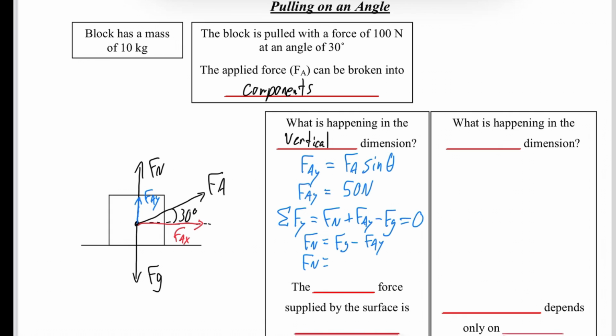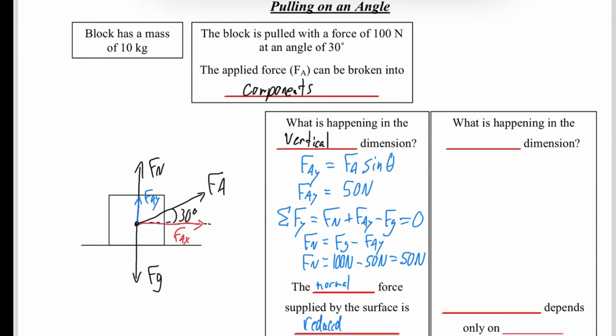In this case, we can estimate our gravitational force to be roughly 100 newtons, because 10 meters per second squared times 10 kilograms is about 100 newtons. Subtract the 50 newtons, and get our normal force to be about 50 newtons up. So what we can see is that the normal force supplied by the surface is reduced by having this force act on an angle.